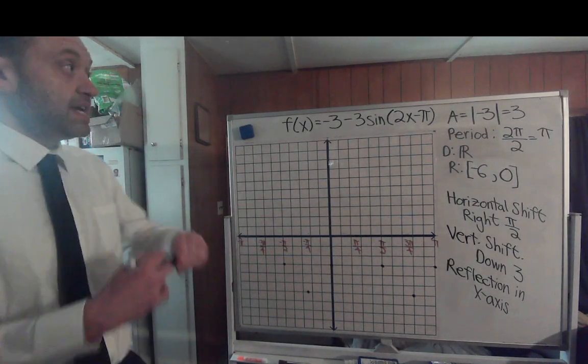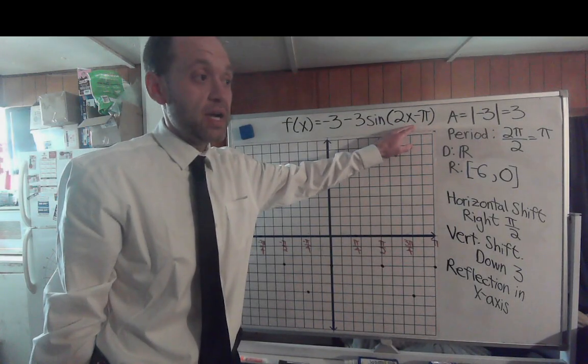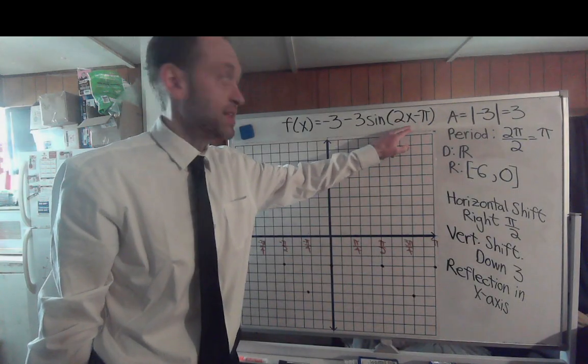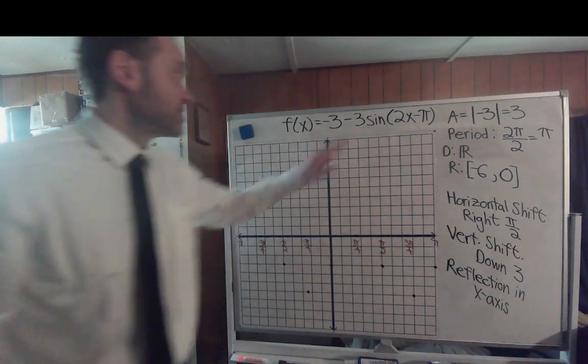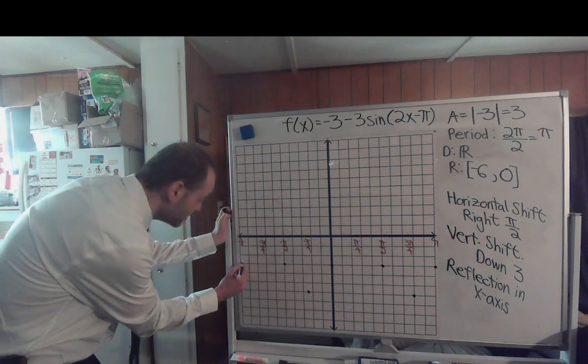Then if I take negative pi, so negative 2 pi minus pi, that's negative 3 pi, which would put me back to negative pi, that's 0. Minus 3 is negative 3. That's a little bit of a doozy, ain't it?